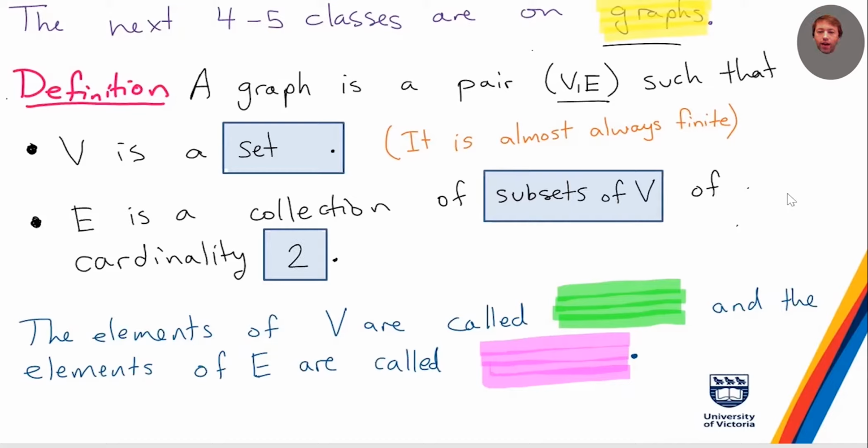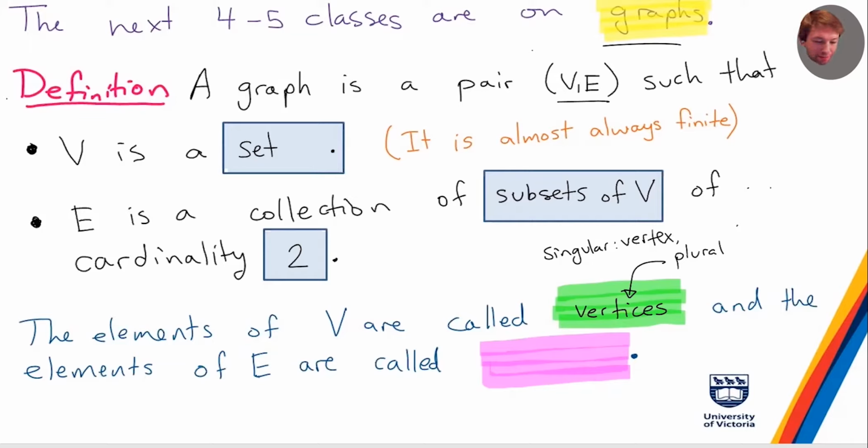And the elements of V are called vertices. So that's where the V comes from. Vertices is the plural. And singular, if you talk about one element of V, you say vertex.